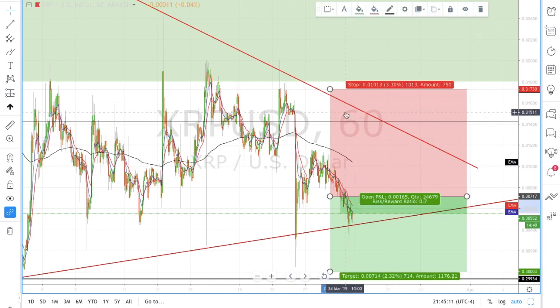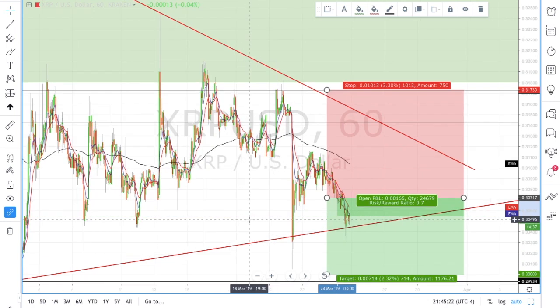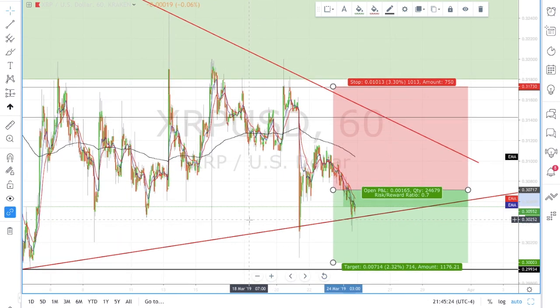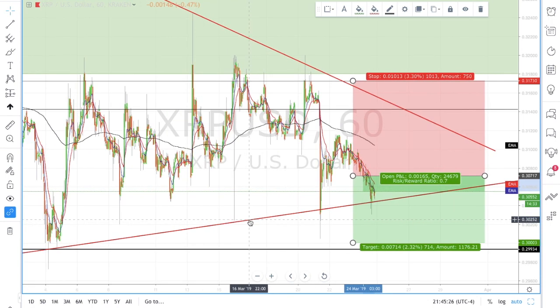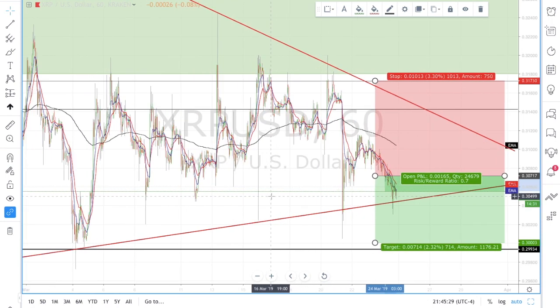I do have a stop loss on this trade, and it's at the 31.7 area. My take profit is at the 30 area. I'm risking about $2,000 and looking to make about $2,000. It is a 1-to-1. However, it is a solid trade to enter in.